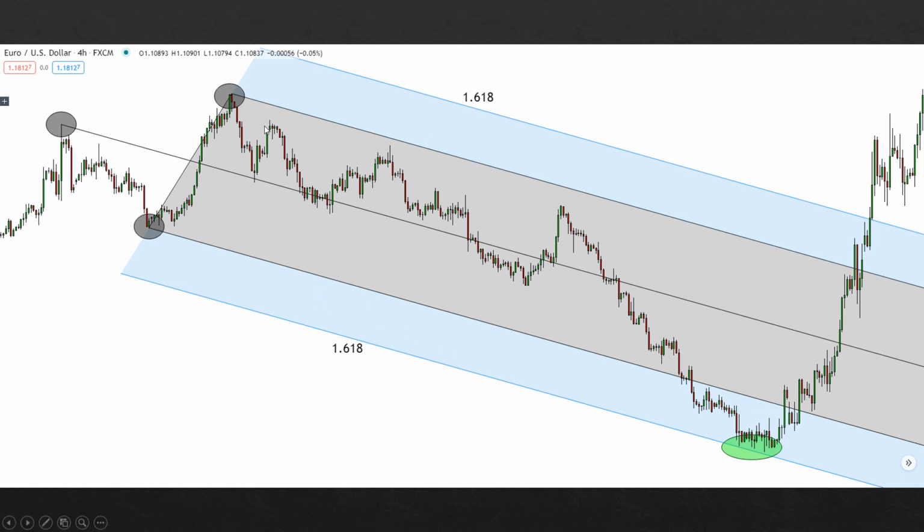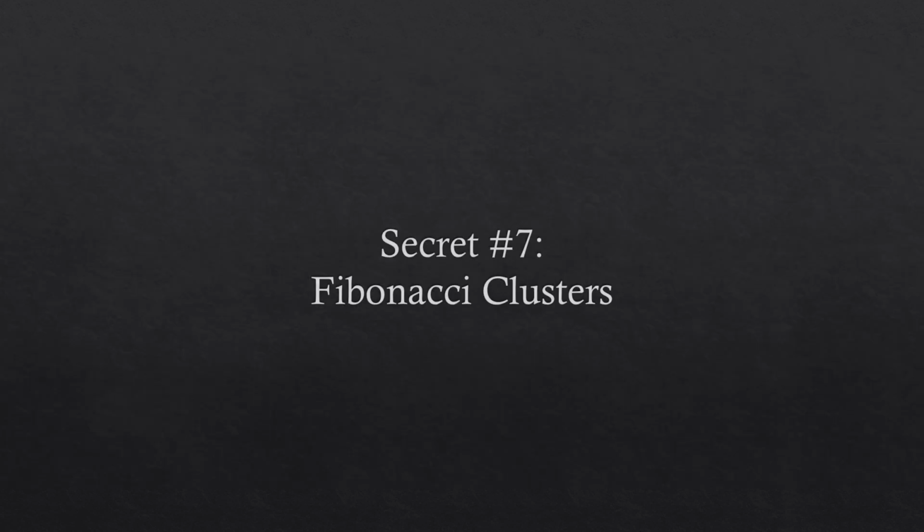The black lines are the original and equidistant lines of the pitchfork. The blue lines are the 1.618 extensions. Observe how the lower Fibonacci line captures the absolute bottom of this market very precisely. The question of how and when to use these ratios depends on several other factors in the price action analysis. Secret number 7. Fibonacci Clusters.